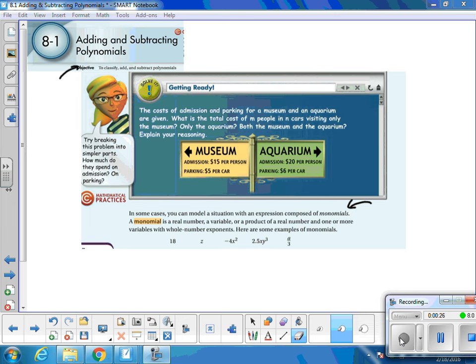A monomial is a real number, a variable, or a product of a real number and one or more variables with whole number exponents. Here are examples of a monomial. This one is just a variable. This one has a coefficient and a variable. This one has a couple of variables and an exponent. We've got a division problem. We have a third of a variable. So a monomial really is made up of one term.